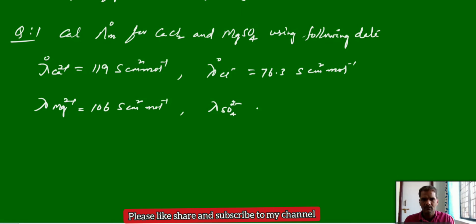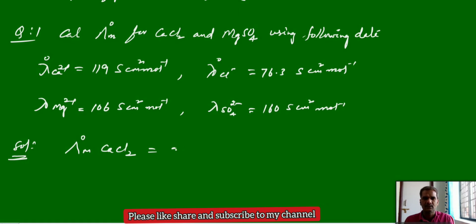Numericals related to overall electrolytic conduction and Kohlrausch law. So, ionic conductances at infinite dilution are given. We have to calculate the molar conductance at infinite dilution. First one, molar conductance for calcium chloride. What is it? Ionic conductance of calcium 2 plus, here 2 chloride ions are there. This we have to calculate the molar conductance.